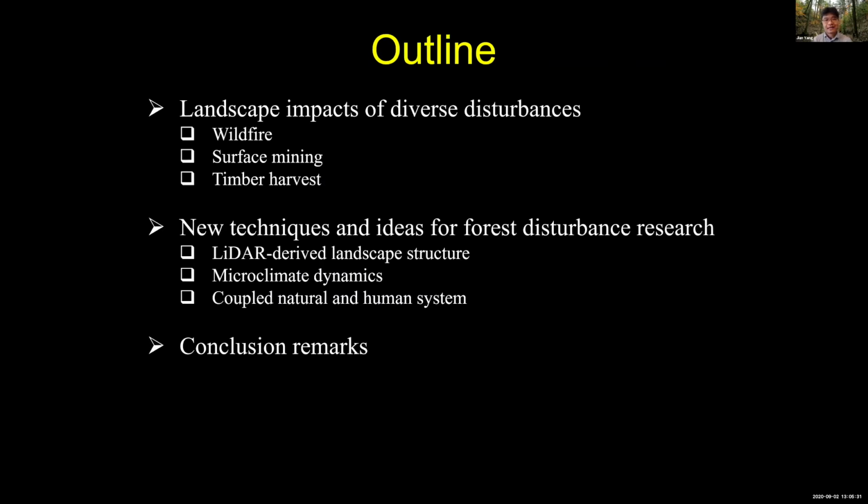So in today's presentation, I will first describe landscape impacts of diverse disturbance agents, including wildfire, surface mining, and timber harvesting, using some of the research that I have conducted. And then I will describe some new techniques and ideas for studying forest disturbance using some of my ongoing research projects. Then finally, I will have a concluding remarks slide.